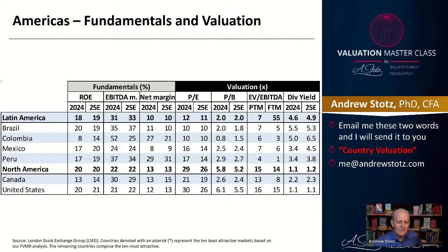Now, let's look at fundamentals of the US. Incredible. Profit margin, 21%. EBITDA margin, 22%. And net margin, 13%. American companies are killing it with profitability, but you're going to have to pay a lot for it. PE, 26, price to book, 5.5 times. And then EV to EBITDA at 15 times and a very low dividend yield. So that gives a picture of what's happening in America.